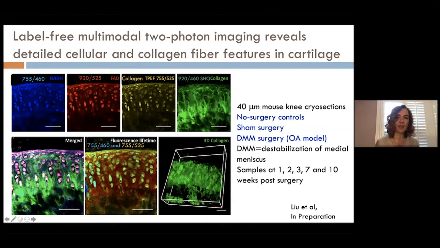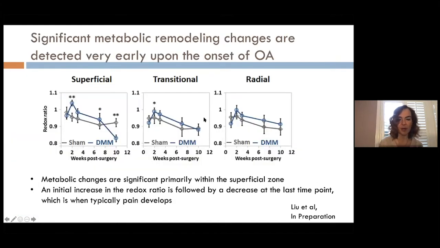These are examples of the fluorescence images that we acquired from the cellular components, from the collagen. We also looked at second harmonic generation, which is nonlinear scattering from collagen. And then we looked at corresponding lifetime images. We'll talk about collagen a little bit later.